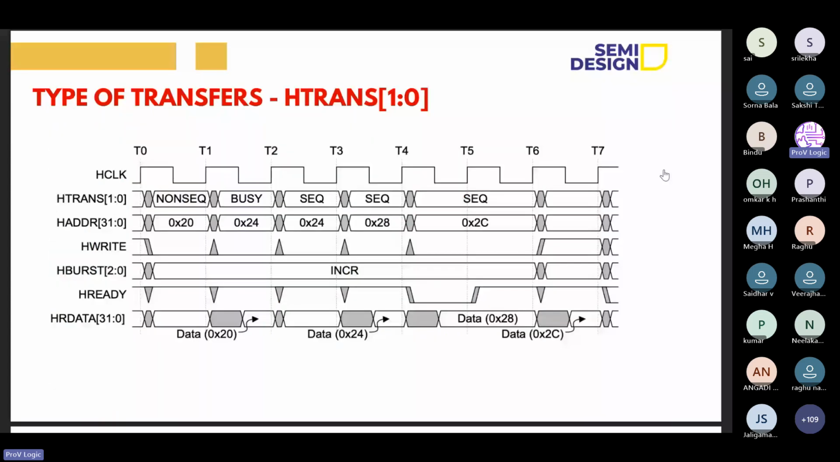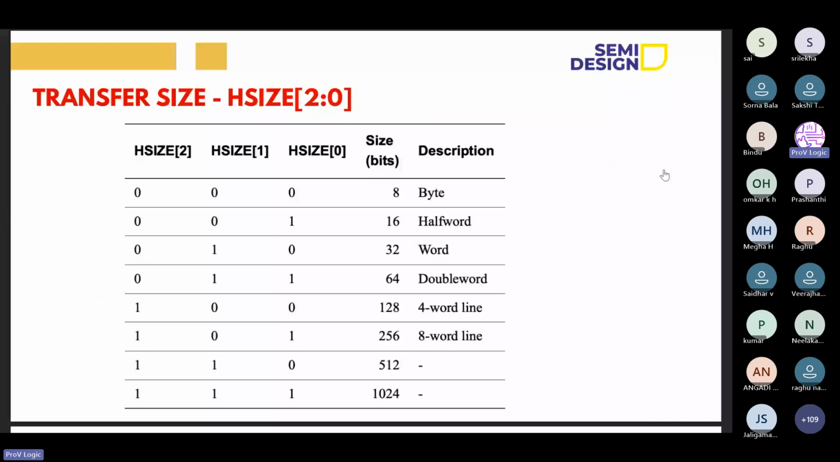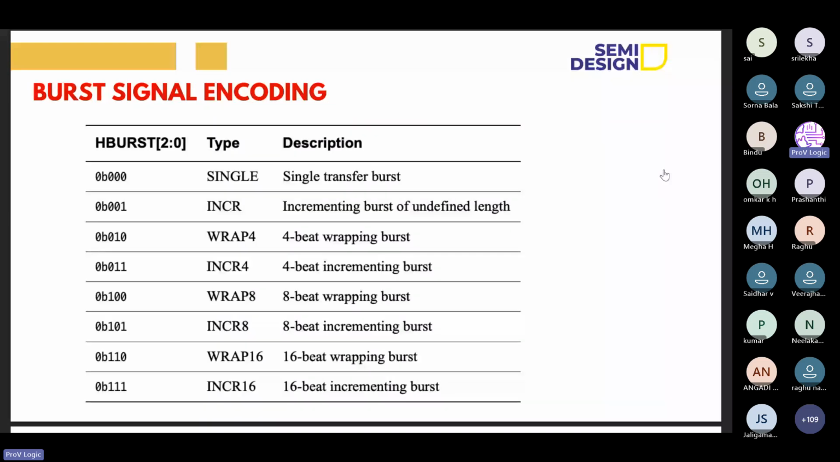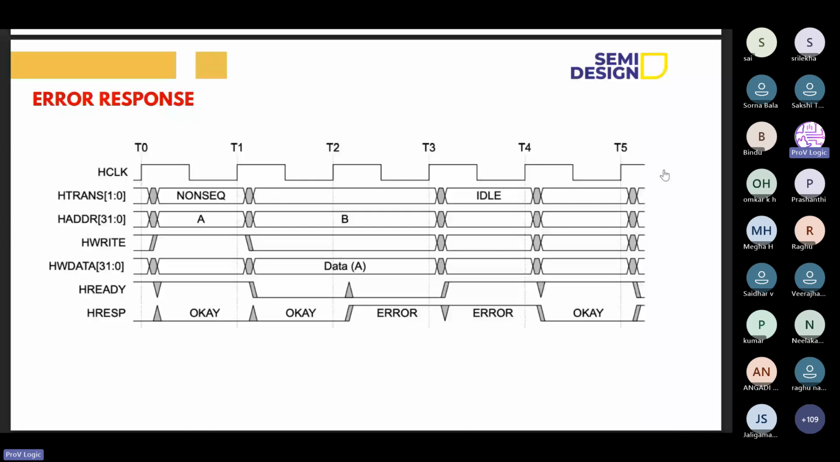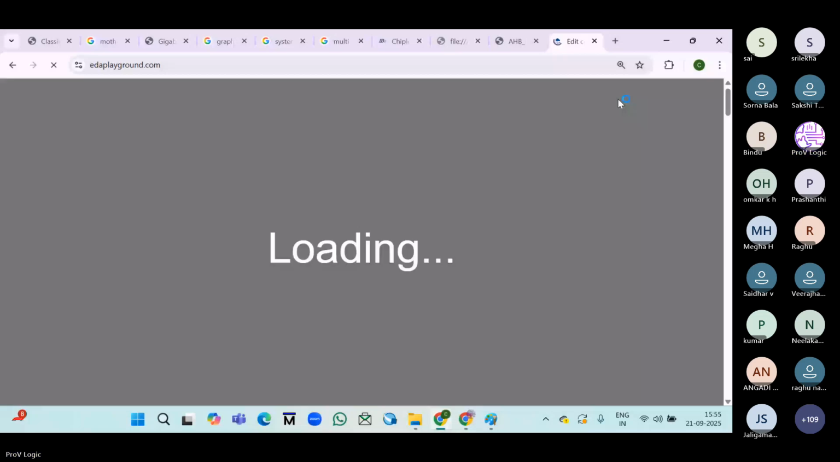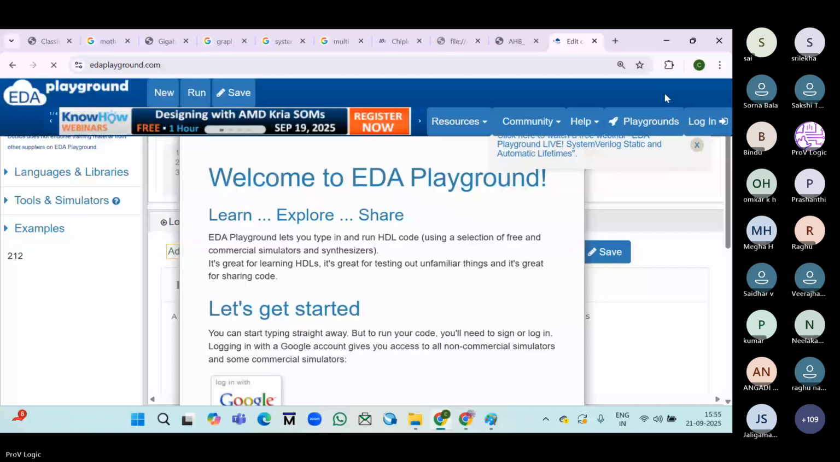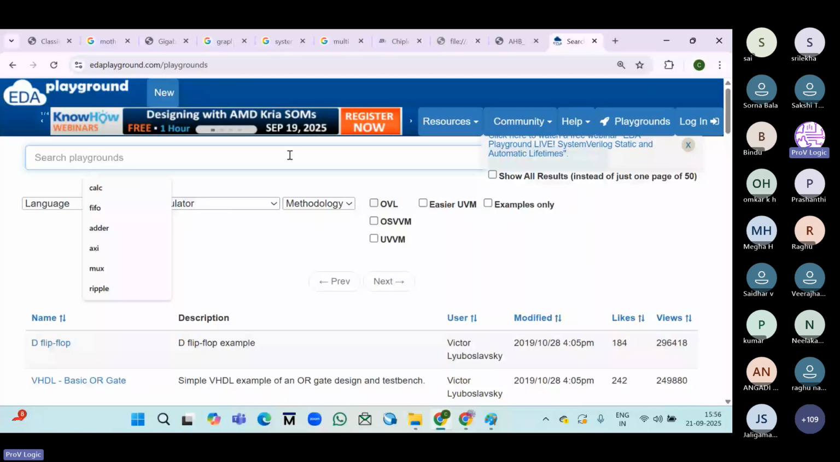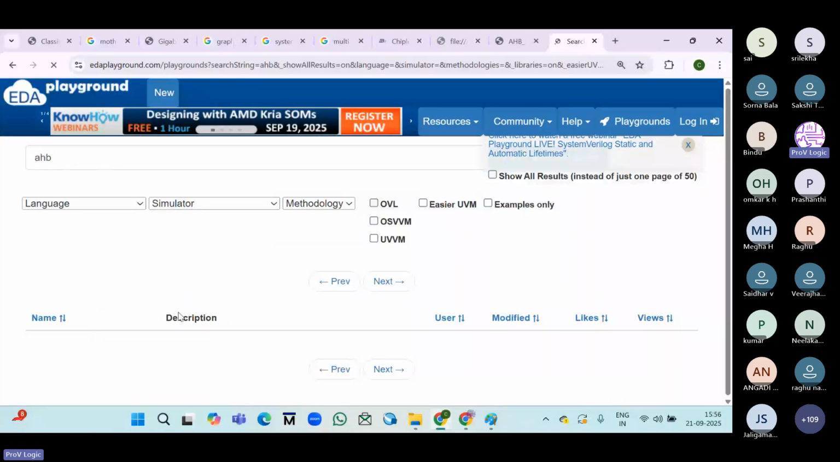APB has very easy waveforms, just with respect to the write and read operation. What is the wait state and no wait state, like that there are a lot of cases you need to understand. AHB will have these cases. So you need to understand the specification properly and you need to design the RTL. Suppose if I show you the codes for AHB, APB, AXI, these are very complex codes.